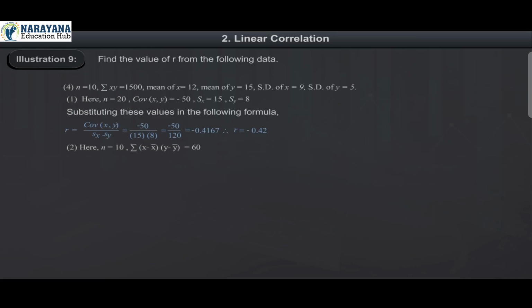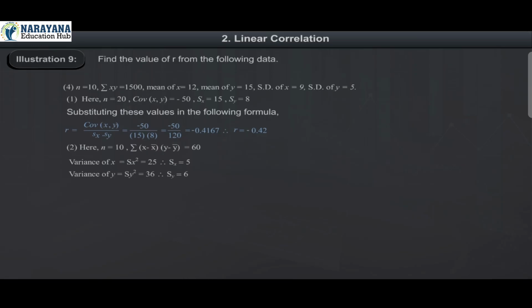Number 2. Here n is equal to 10. Sigma (x minus x bar) into (y minus y bar) is equal to 60. Variance of x is equal to Sx square is equal to 25. Therefore, Sx is equal to 5. Variance of y is equal to Sy square is equal to 36.